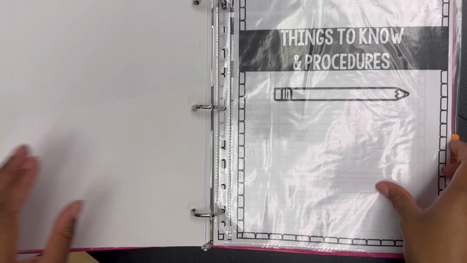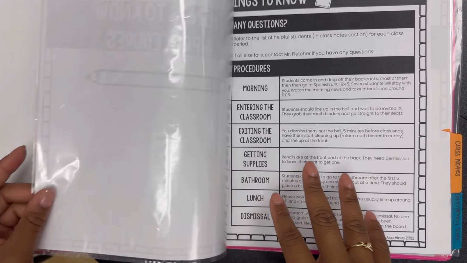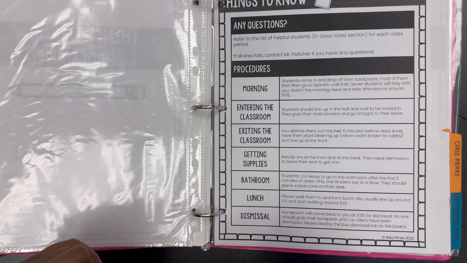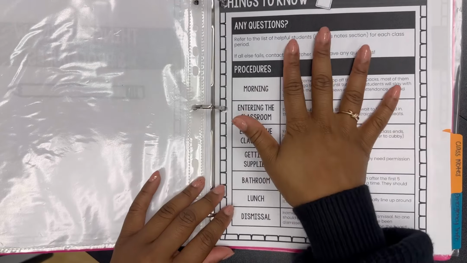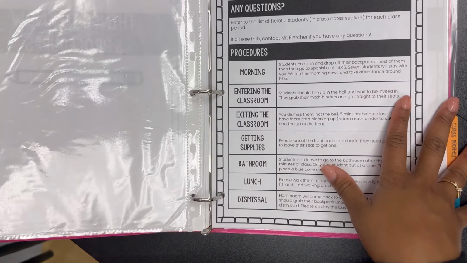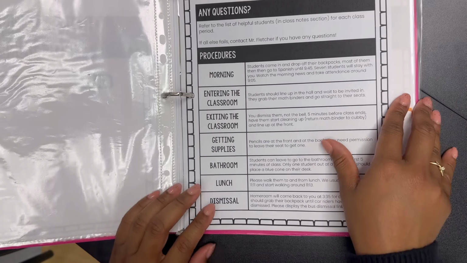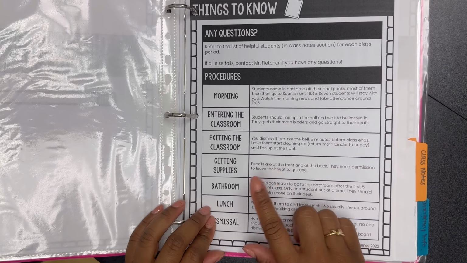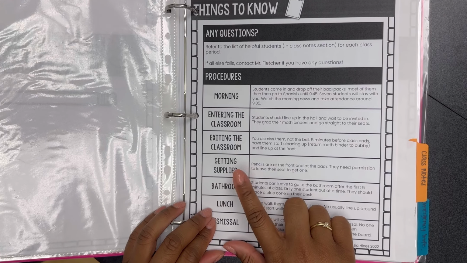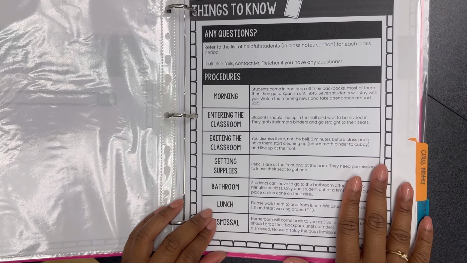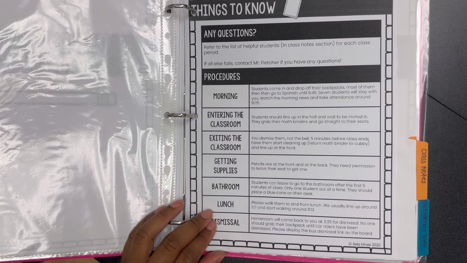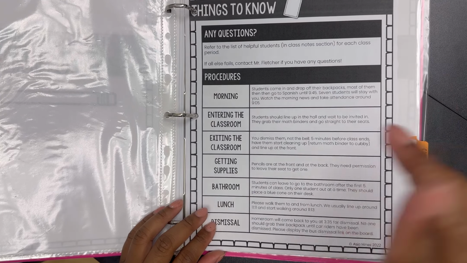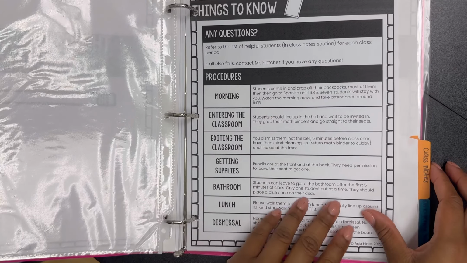Next up is the things to know section, and that's where the procedures are. We all know how students are. They may say, oh, we don't actually do this in the mornings, or we do this. This way it's in writing, so there will be no questions about what students should and shouldn't be doing. I also think it's important to include what to do about pencils, where they are in the classroom if students don't have them. And now that I think about it, I also need to include what happens if their laptop is not charged. So I need to add that in.